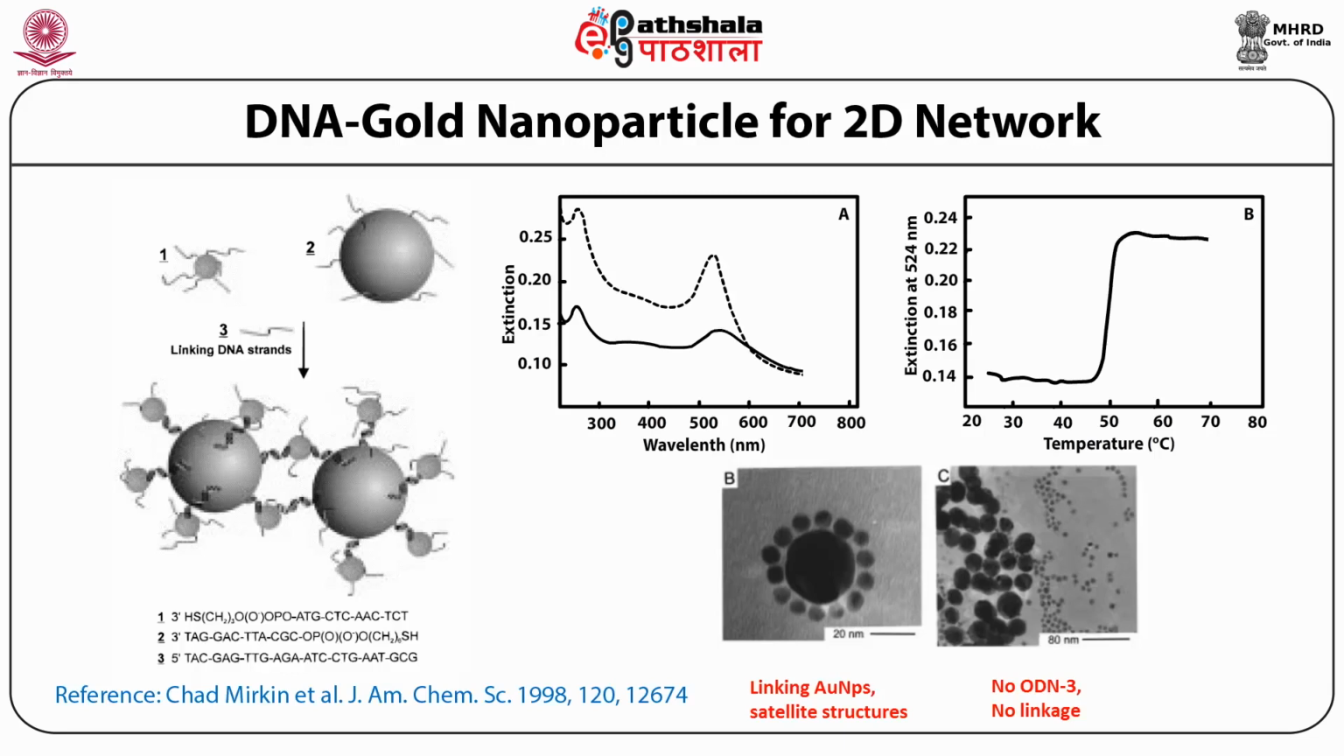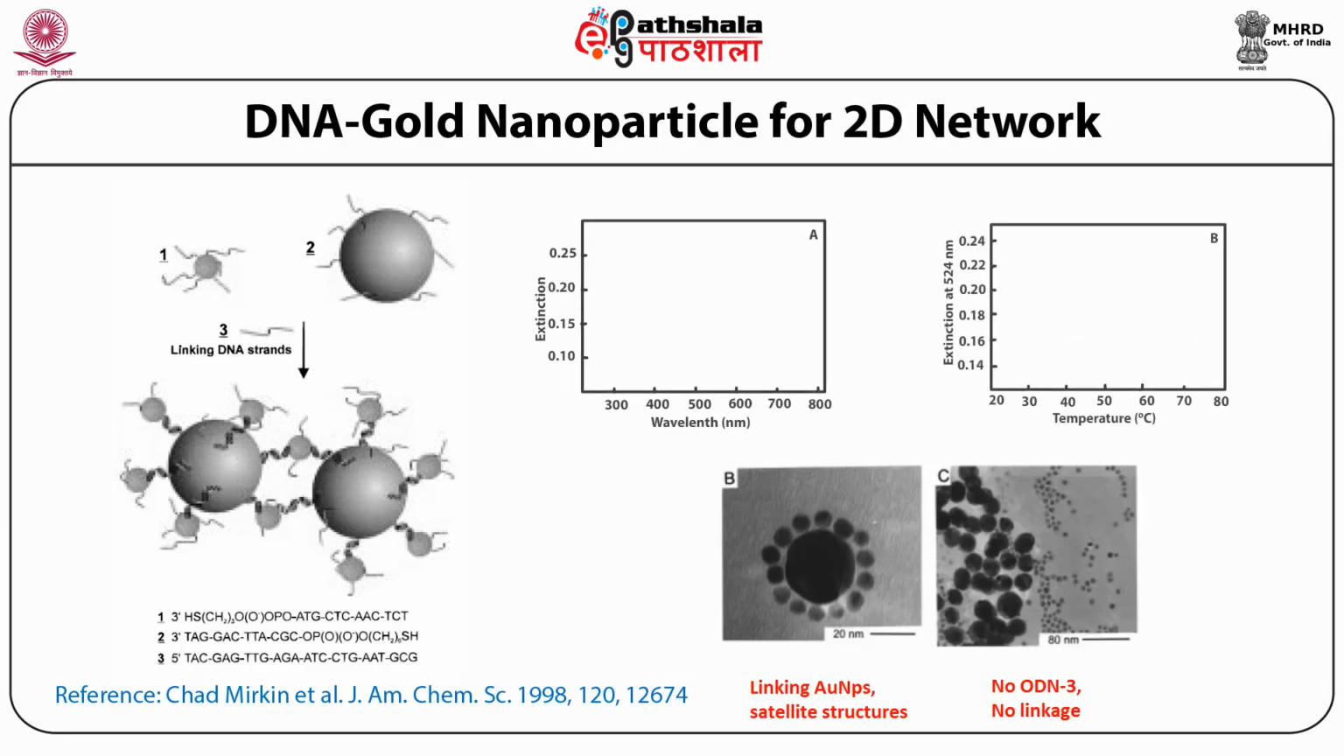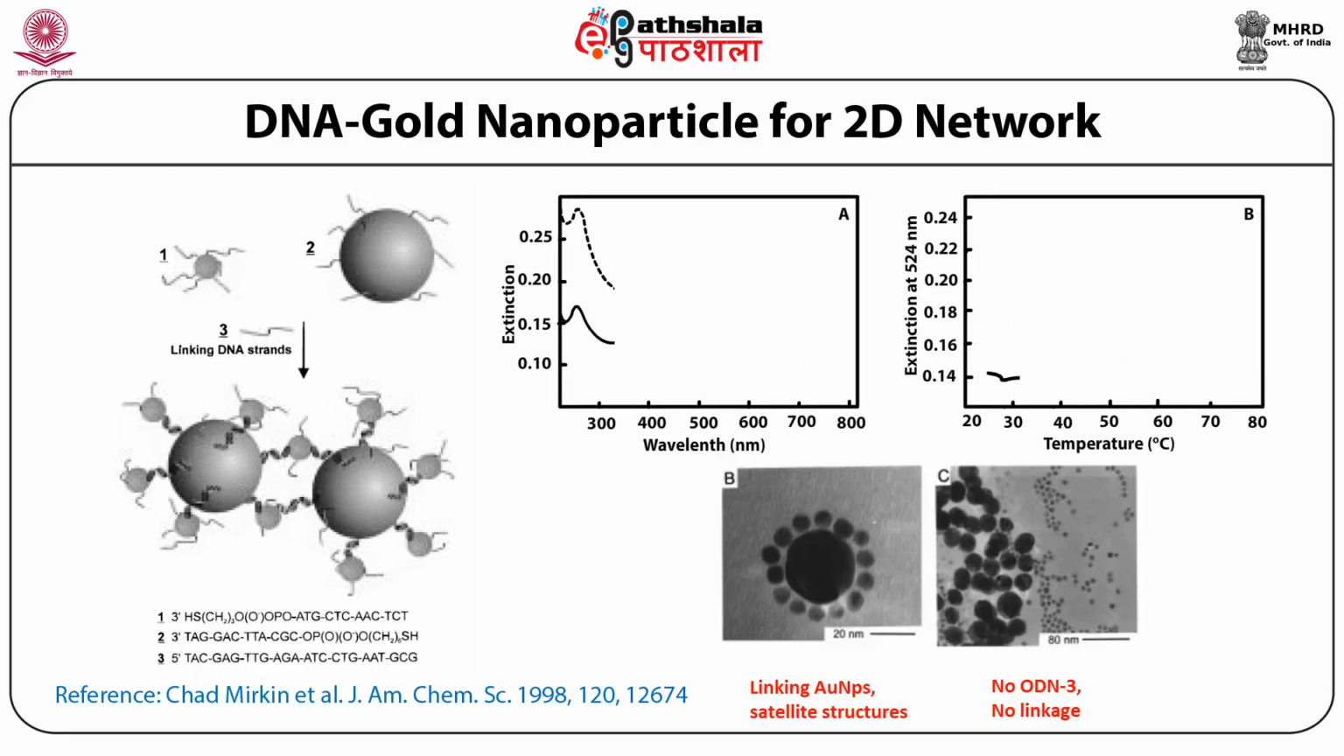Now the TEM image shows that when you link this big and small nanoparticle, it can form a very nice satellite structure, where the bigger nanoparticle is surrounded by the smaller gold nanoparticles. In the control case, when you don't add oligonucleotide 3, the complementary strand, and you add any other oligonucleotide, you can see the big nanoparticle and smaller nanoparticle don't get joined together, and they stay as a separate assembly.